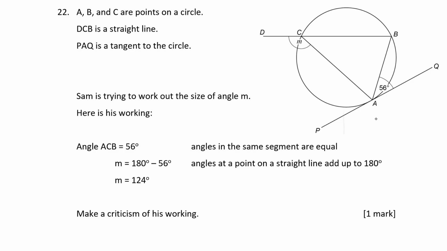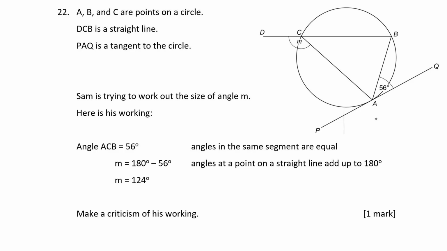Angle ACB is 56 degrees. Angles in the same segment are equal. M equals 180 minus 56. Angles at a point on a straight line add up to 180. M is equal to 124. Make a criticism of his working.